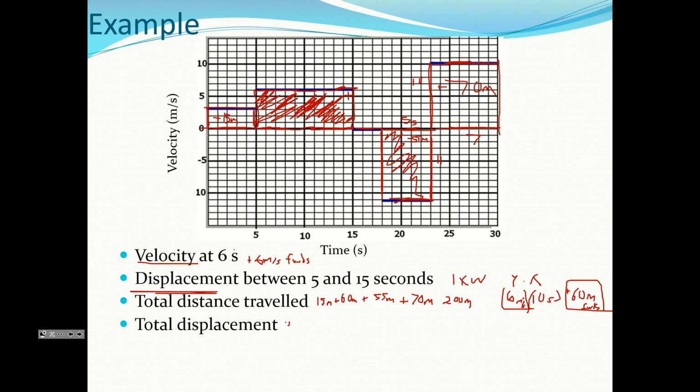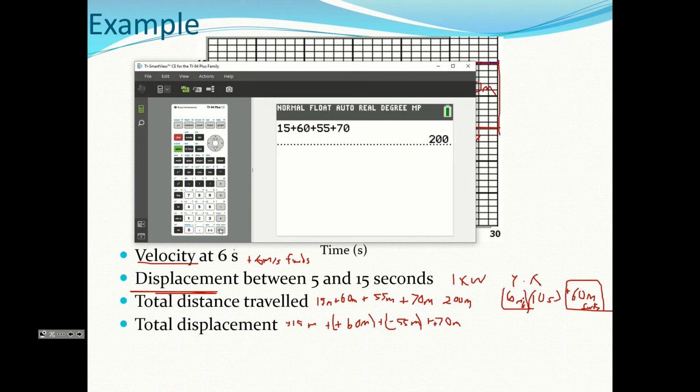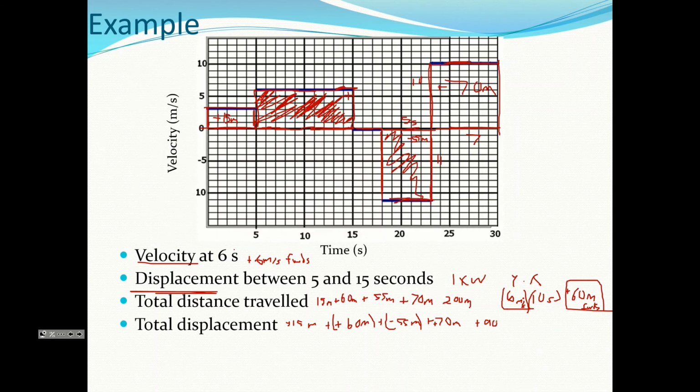You can see that these three are on top and this one's on the bottom. So when I add them up, I'm going to go positive 15 meters plus positive 60 meters plus negative 55 meters plus positive 70 meters. Okay, so I go back into my calculator. And if I could just go second enter, it'll type in the same thing. So the only thing that I need to change to negative is this 55. So I'm just going to insert a negative there. And I get 90 as my answer. So this is positive 90 meters forwards as my answer.